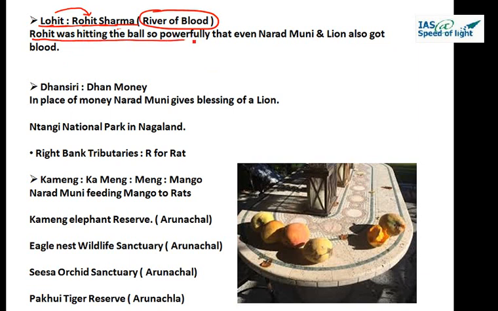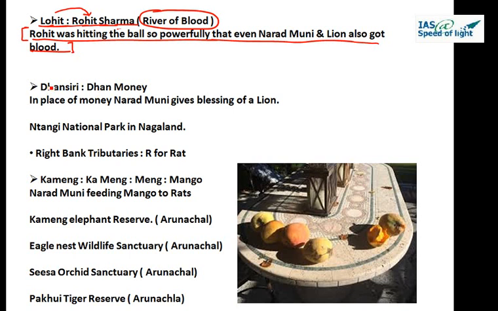Rohit was hitting the ball so powerfully that even Narad Muni, who was sitting in heaven at that time, and various lions in the stadium also got blood. So the second left bank tributary we are fixing for Brahmaputra is Lohit or Rohit. And what we want to remember for Lohit is the river of blood. So Rohit Sharma was playing cricket in the stadium and he was hitting the ball so powerfully that Narad Muni and his lion got hurt in heaven and they started bleeding.